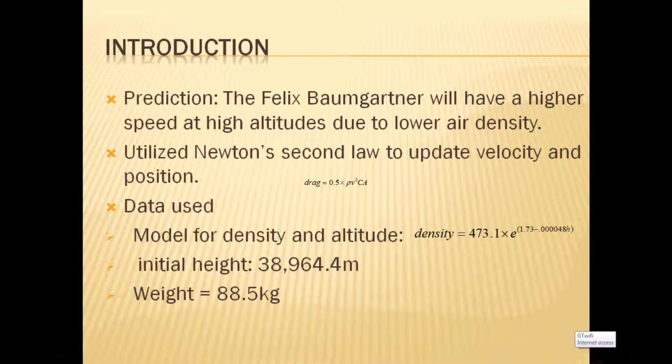In VPython, we had to set up a bunch of initial conditions. We used the model for density and altitude, which was density equals 473.1 times e to the 1.73 minus 0.00048 times the height. His initial height was 38,964.4 meters, and his weight was 88.5 kilograms, which is the weight of an average 44-year-old man.